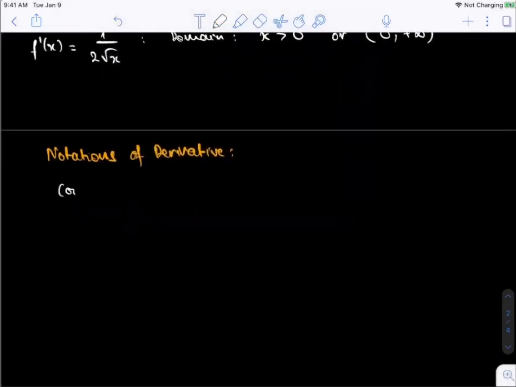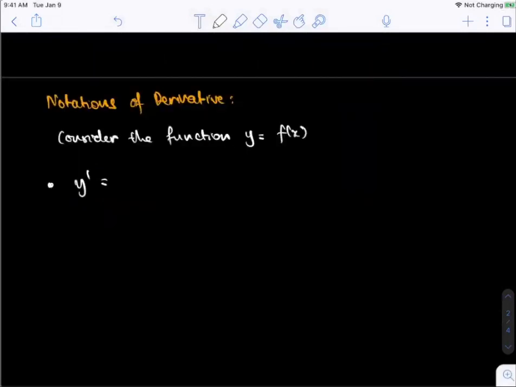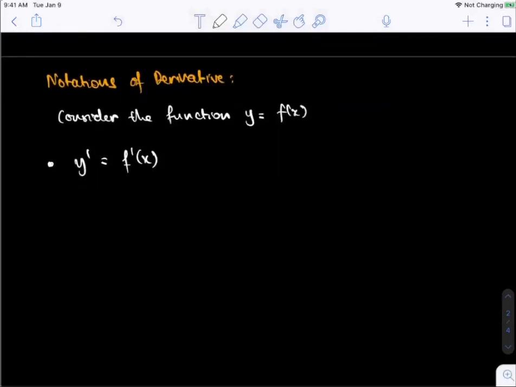Consider the function y equals f(x). The first notation is y prime equals f prime of x, where you use prime to indicate the derivative. We call this the first derivative because you take the derivative of the function once. If you have to take another derivative, or the derivative of the derivative, you call that the second derivative. I'm going to talk about that later on.